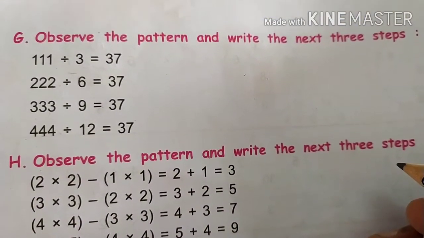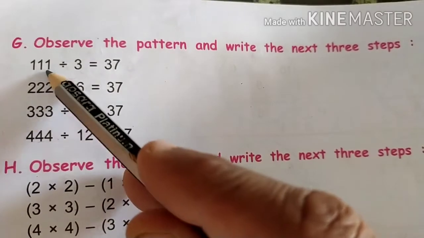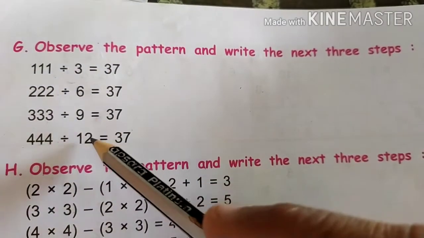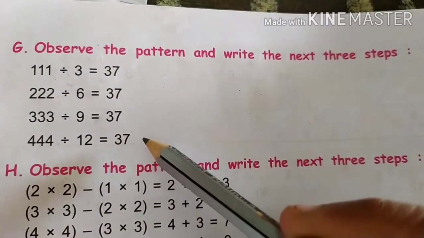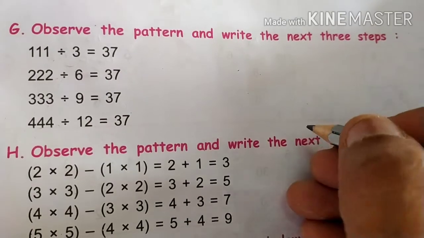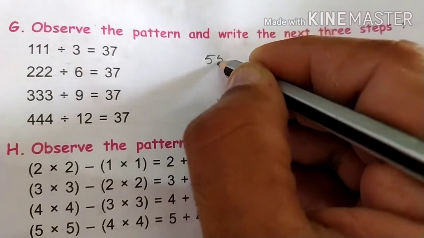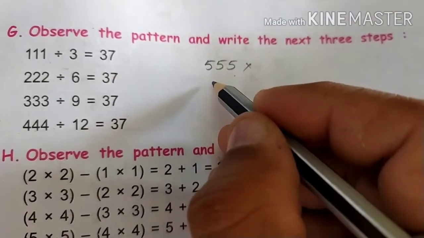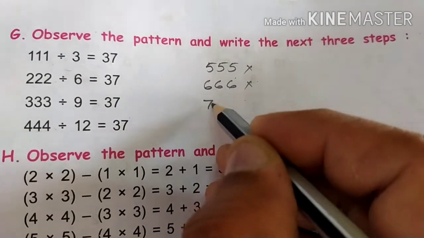Observe the pattern and write the next 3 steps. So we have 1 1 1, 2 2 2, 3 3 3, 4 4 4. We have 3 6 9 12. This is the table of 3, and you are getting the same answer, that is 37. So to write the next 3 steps, we have the last 4 4 4 and 12.